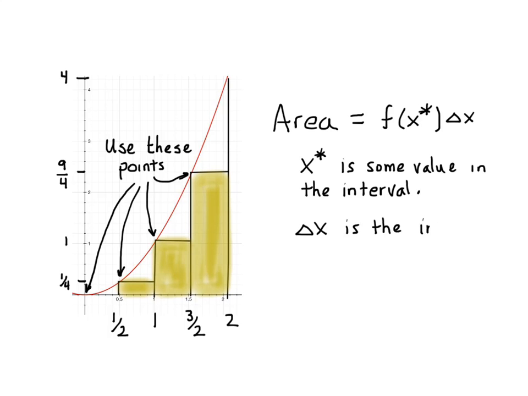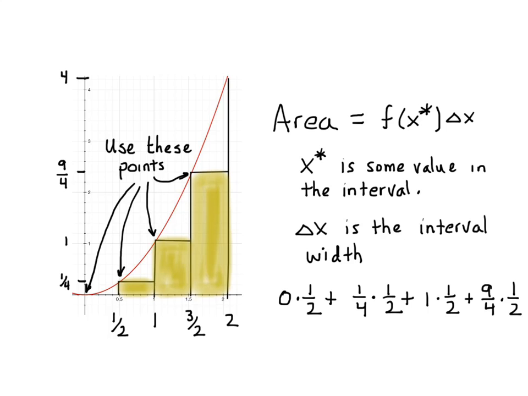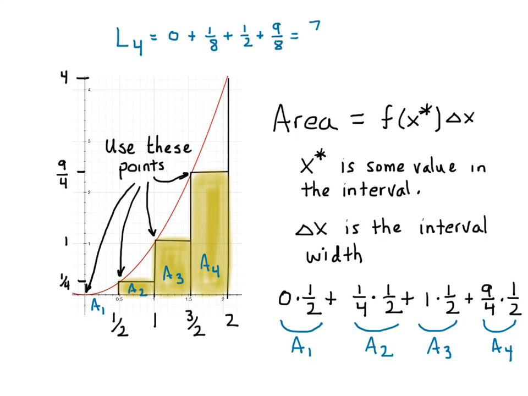And so when I calculate my area, I'm going to just add up those 4 areas, and so I get 0 times 1/2, which is this first column, 1/4, which is the y value right here, times 1/2, which is the width, and then the height of this column is 1 times 1/2, height of the last column is 9/4 times 1/2, and so we have this series going on. And so if I label these as my 4 areas, I'm going to call this my left sum, okay?